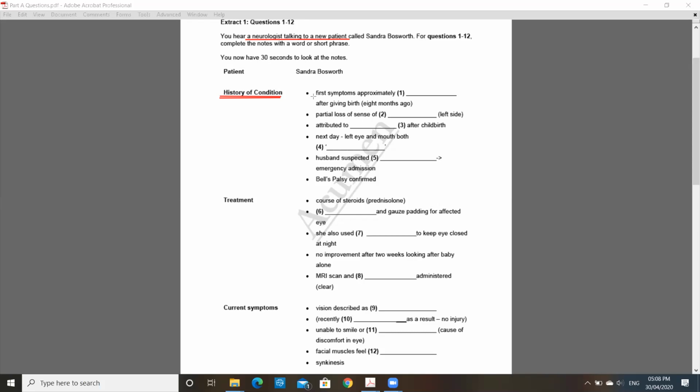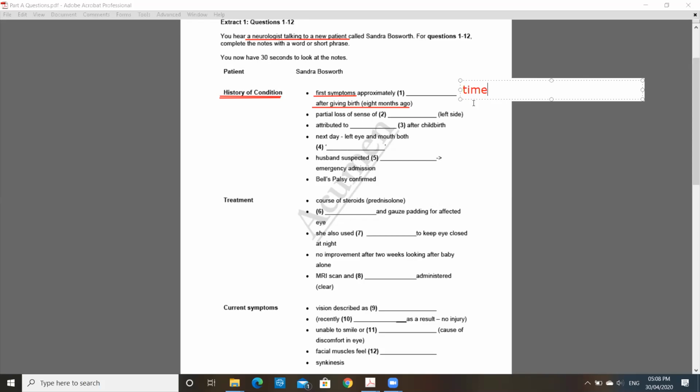This is why you can see here the first point says first symptoms approximately blank after giving birth, and it is given 8 months ago. So after giving birth, when did the symptom start? I'm looking for a time here. It has to be a time frame or timeline. And 8 months ago is already given. Now I have to find out after giving birth, after how many hours or how many days they started getting the symptoms.